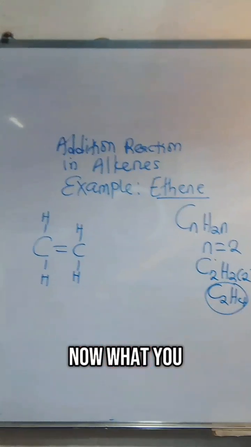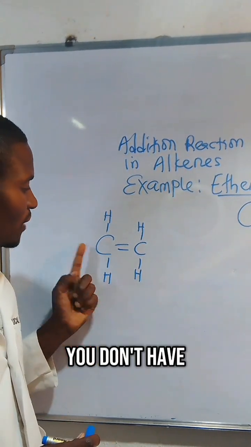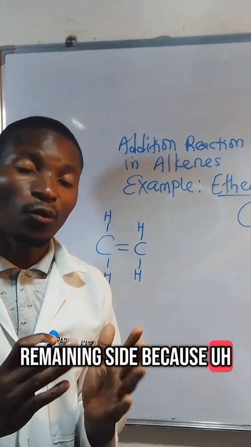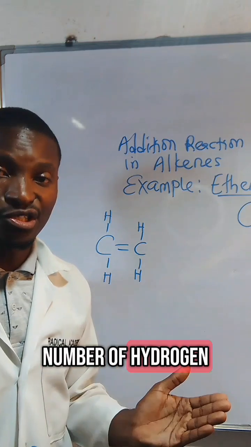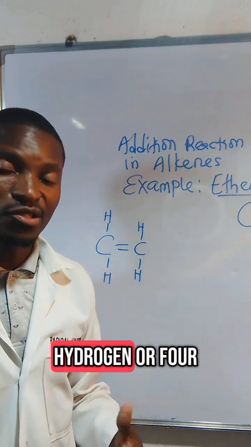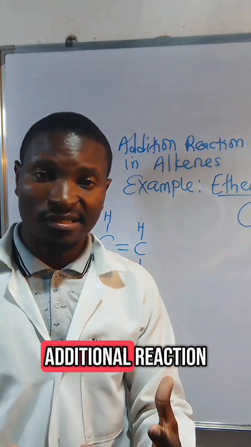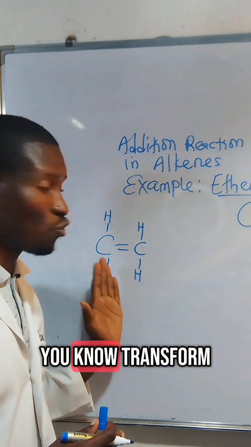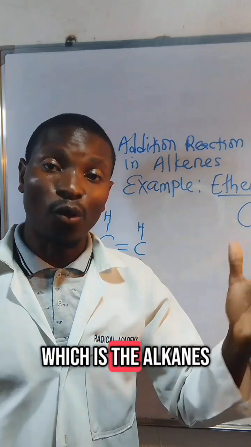Now, the most important thing to understand is that you don't have to put hydrogen on this remaining side, because once you do that, then you're going to overdo the number of hydrogen atoms, because we only need to have 4 atoms of hydrogen. So once you do that, now when you say addition reaction, we just want to break the double bond and transform from double bond to single bond, which is the alkanes.